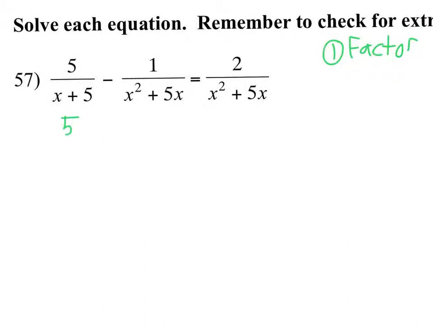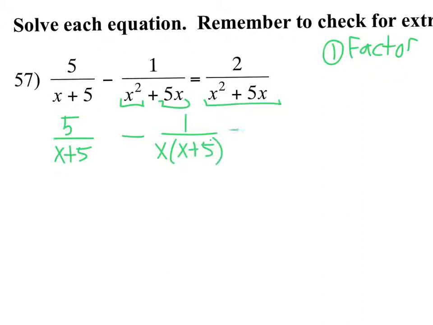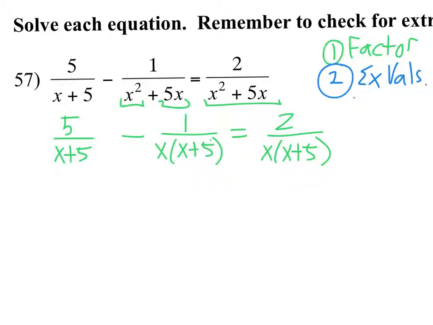And when we do that, nothing to factor in the first one. In the second one, I can take an x out of both of these, and that's going to give me x times x plus 5. And I noticed that the third denominator is the same as the one I just had. So we're going to have x times x plus 5. And again, just for the sake of being precise here, I'm going to identify my excluded values. And that's going to be x cannot equal 0 and x cannot equal negative 5, which will handle both of those.